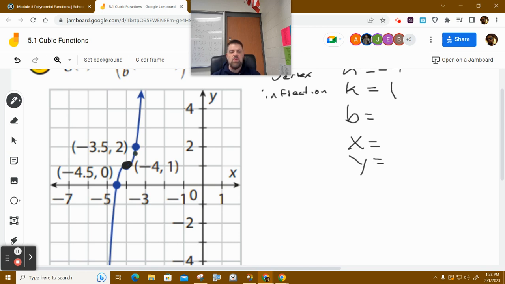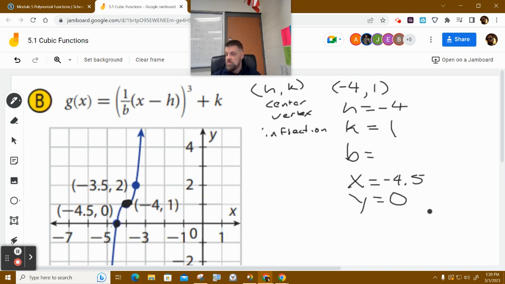Yeah, on the graph. Now, the question is, do you use this one or this one? It doesn't matter. I'm going to pick this one. Does anybody care to guess why? Because it has a 0. 0 is so easy to use when I plug it in. So I'm going to say x equals -4.5. So before we go any further, did you see where all the numbers came from? The h, k was grabbed from the middle point. x, y was grabbed from the other 2 points. Well, we just picked one. But yeah, you could do either one.